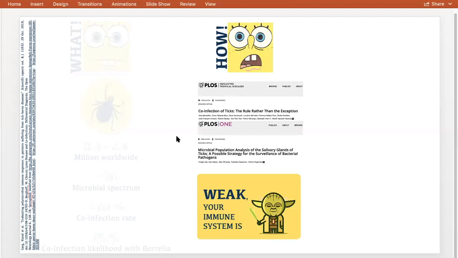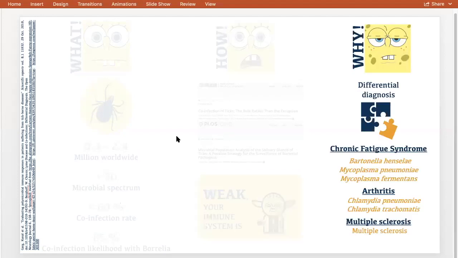So why do patients respond to multiple microbes? Because ticks carry multiple microbes, and then long exposure to tick-borne microbes makes the immune system weak. And that is the reason why patients harbor or respond to multiple microbes. Why is this important? This is important from a differential diagnosis standpoint. Lyme disease is a puzzle piece to a very big puzzle, which is tick-borne diseases.